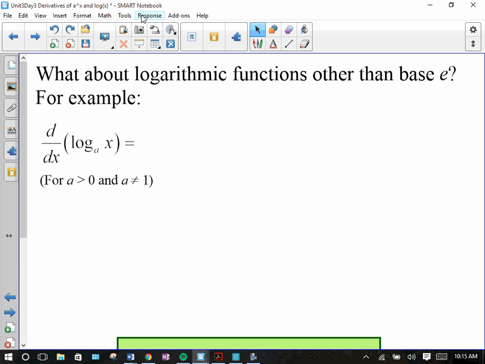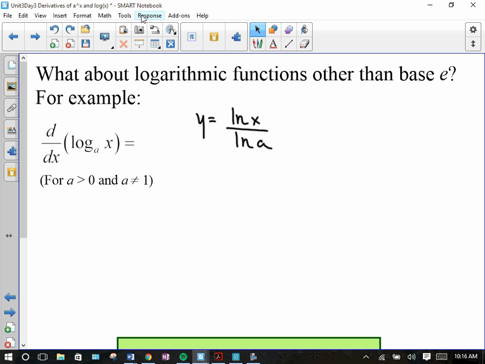So what we're going to do here is rewrite this. y is equal to log base a of x, and we're going to change the base using the change of base formula as natural log of x divided by natural log of a. Now we're going to take the derivative of this.